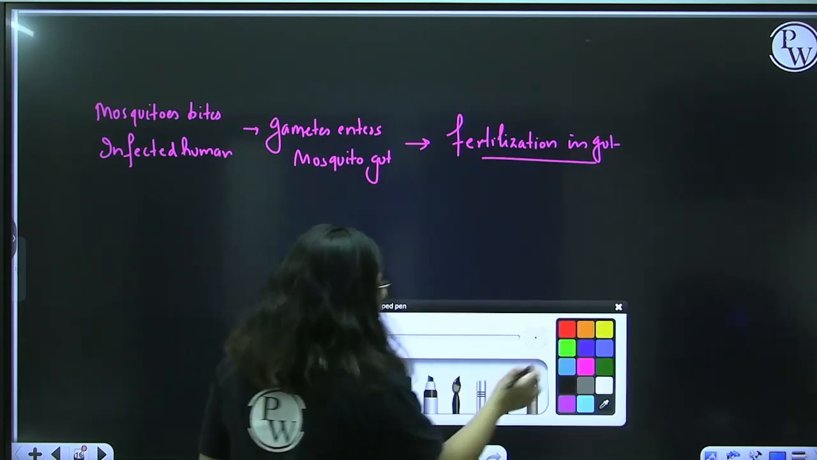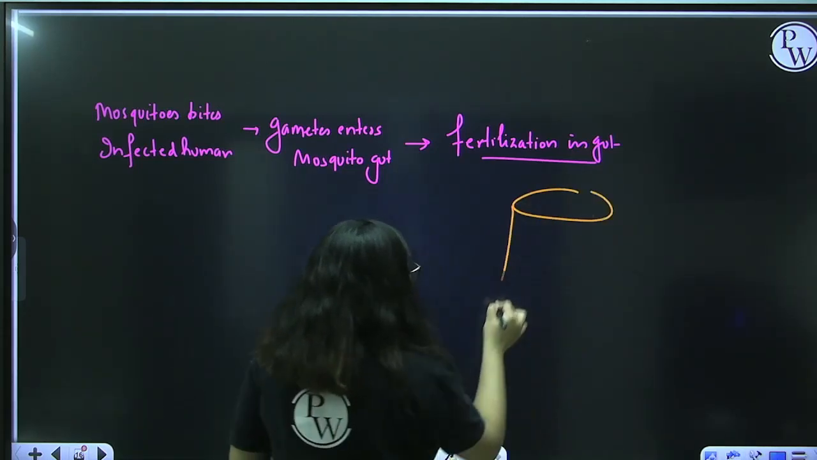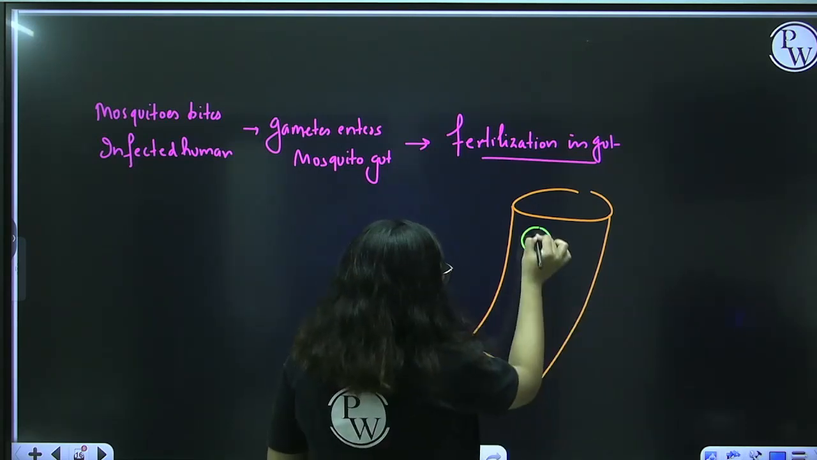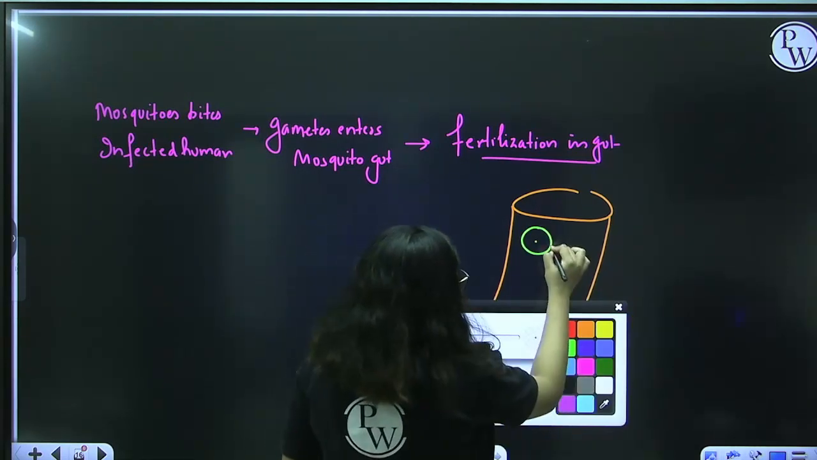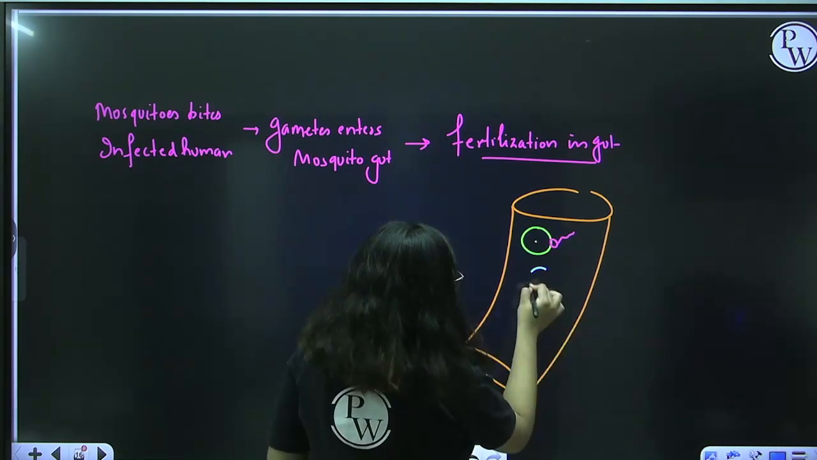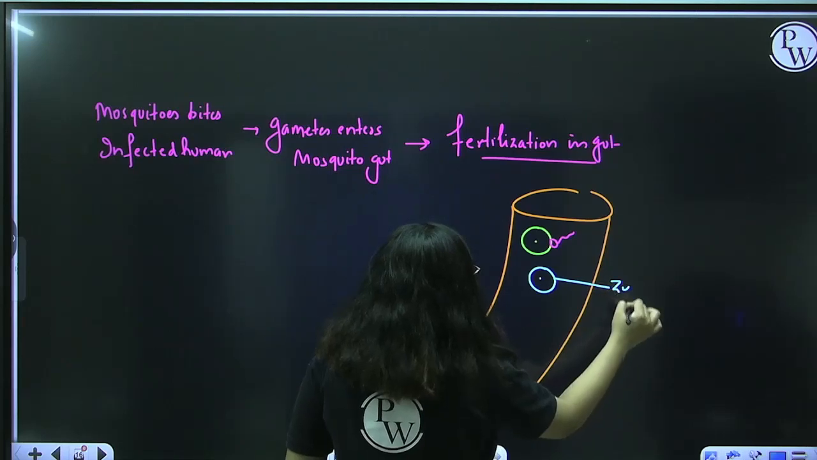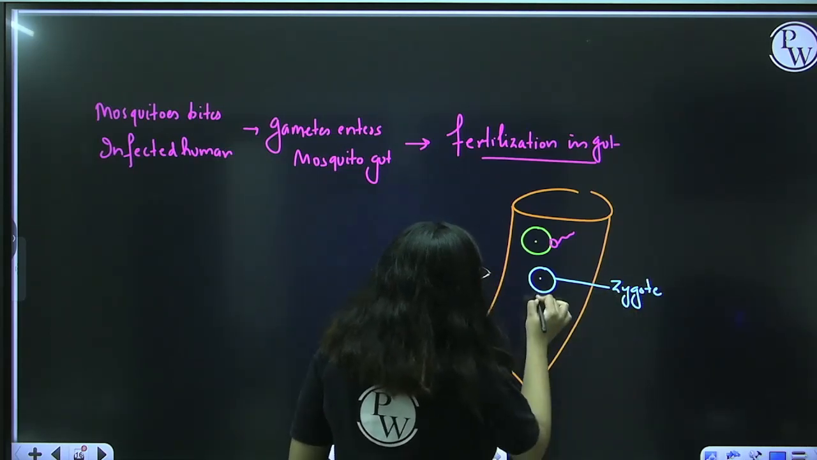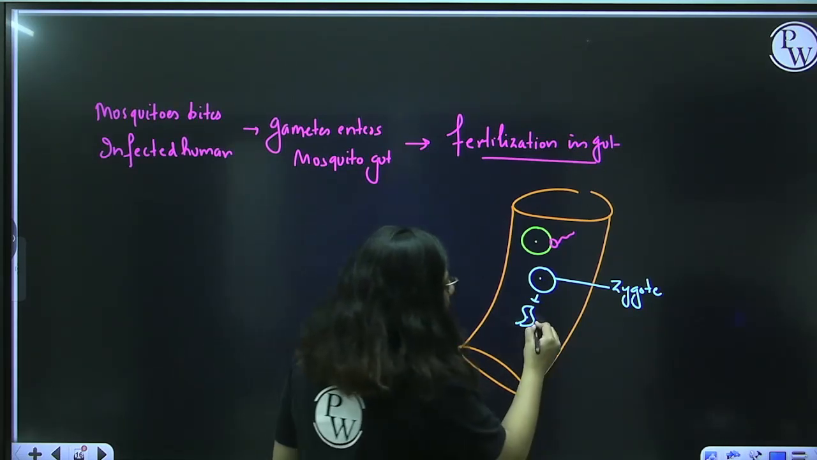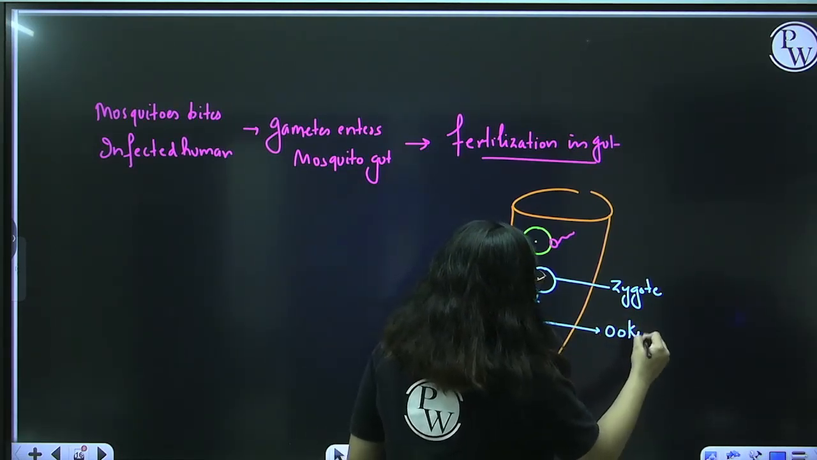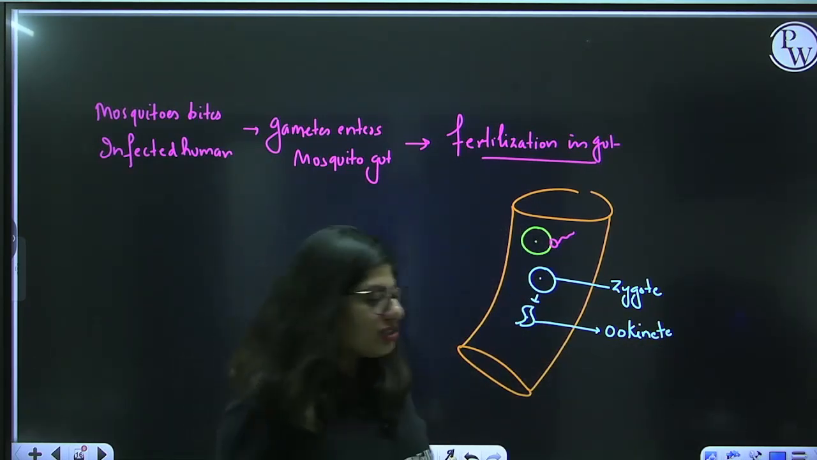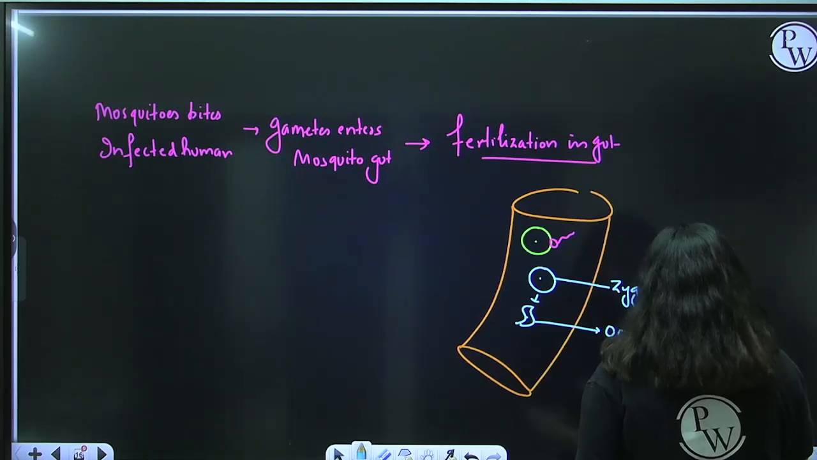So imagine this is the gut of the mosquito. In the gut of the mosquito, here we have the male gamete and the female gamete. Both undergo fertilization and form a zygote. This is the zygote. Now this zygote will become motile, and you call it an ookinete. Kinete is from kinetic energy. Anything that moves is kinete, kinetic energy, right? So this is a motile zygote.